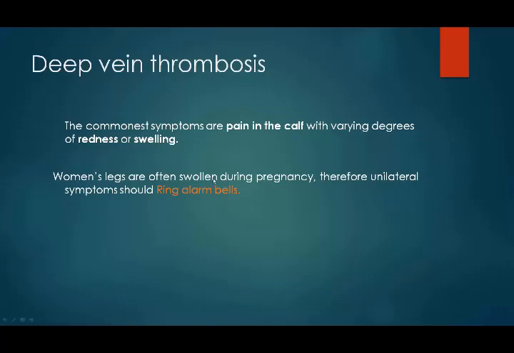Women's legs are often swollen during pregnancy. Therefore, unilateral symptoms should ring the alarm bells. This is very important. The unilateral symptoms should ring the alarm bells, specifically one leg, and especially the left leg is more prone. And the second important thing is that not only in the later part of pregnancy, even deep vein thrombosis can appear in the earlier gestation as well. So be vigilant about it.